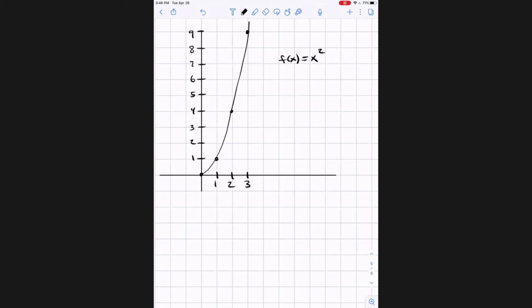Now, here's what we're going to do. So what if I said from the interval 0 to 3, I want you to find the area underneath the curve?